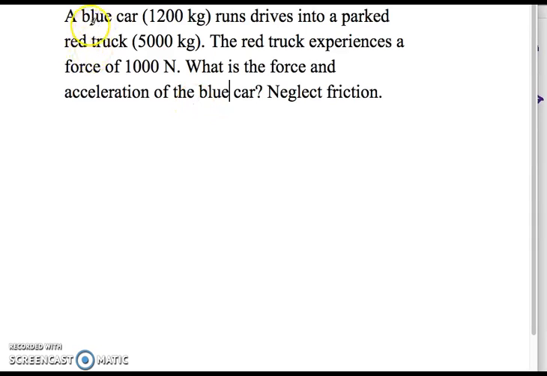We have a blue car with a known mass. It runs into a parked red truck, 5,000 kilograms. The red truck experiences a force of 1,000 newtons on it. What is the force and acceleration of the blue car? We're going to neglect friction, so we don't have to take friction into account. The first thing is we want the force on the blue car.